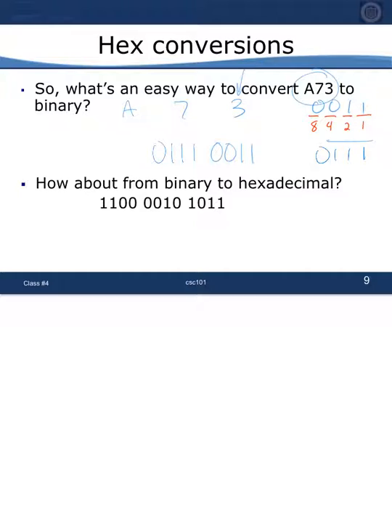Then the A. Remember, our first digit A is 10, and 10 in binary, if I think about 4 digits over here, should be what? 8, 0, and then I want a 2, and then 0, right? That should be the number 10. So that's what A translates into as well, 1, 0, 1, 0.